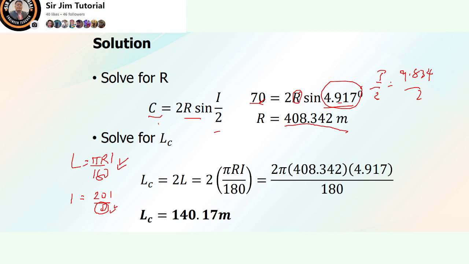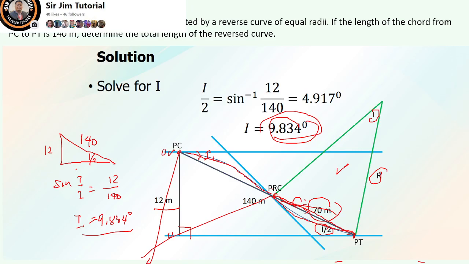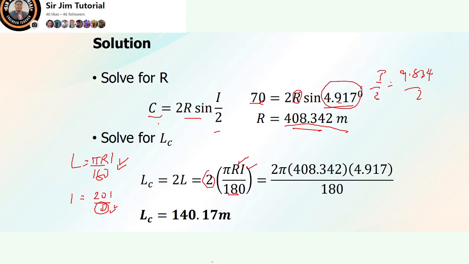Here the given is radius, and you have already the radius which we calculated. You have I times 2 because, as I said, for this type of problem, it is just two simple curves designed in opposite direction that makes a reverse curve. The two radii are the same, so that makes 2L. Substituting to the formula, we can get the total length of curve of 140.17 meters.